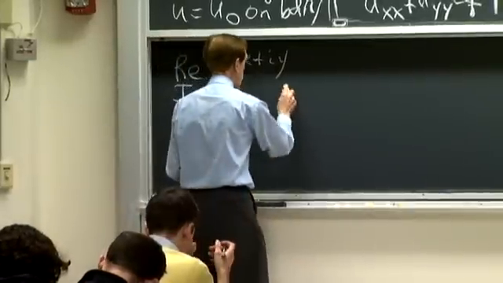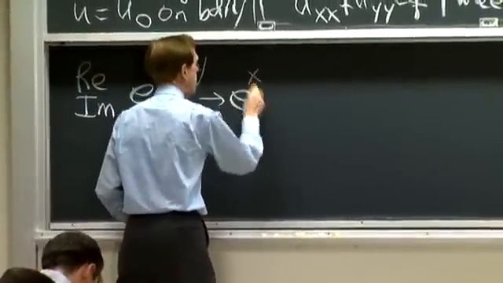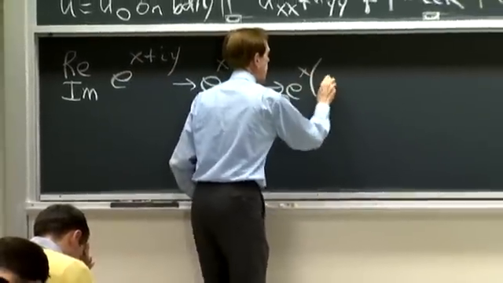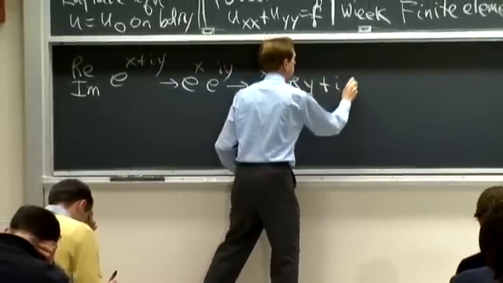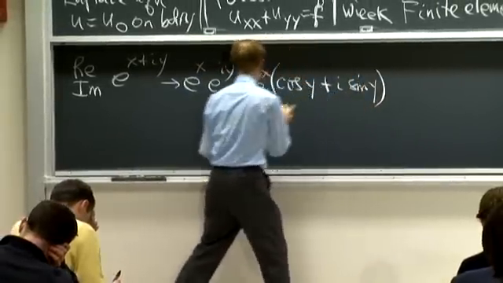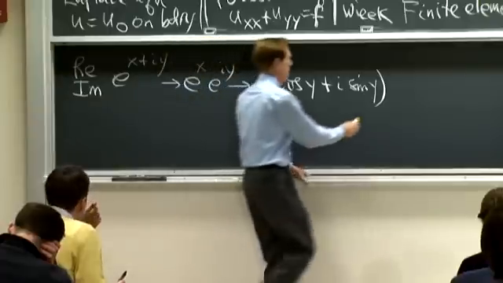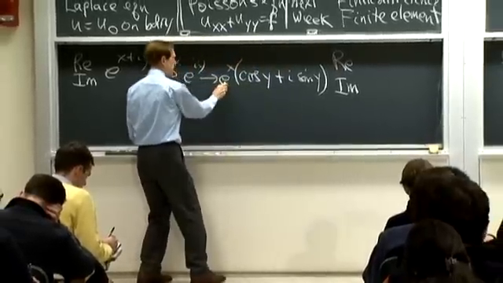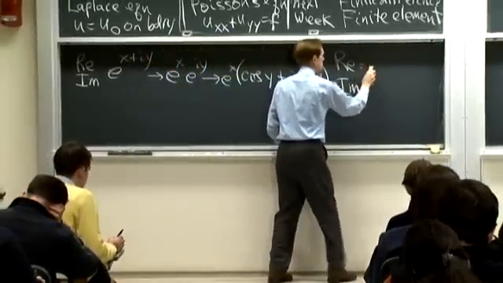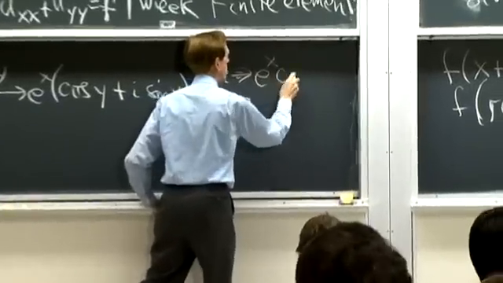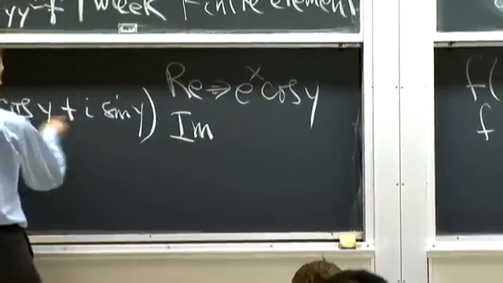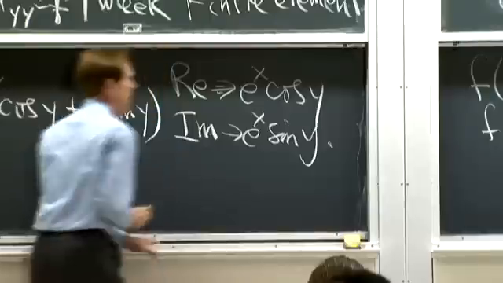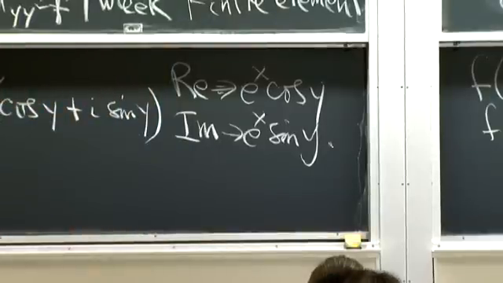The good way is to write this thing as e to the x times e to the iy. And again, we'll write it as e to the x times cos y plus i sine y. So now I can see what the real part is, and I can see what the imaginary part is. The real part will be e to the x cos y, and the imaginary part will be e to the x sine y. And those will solve Laplace's equation.